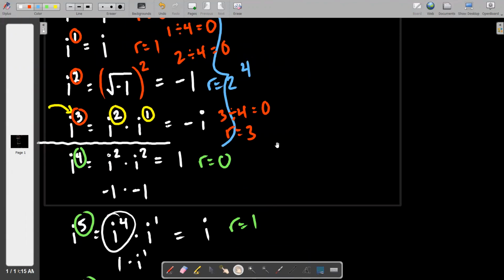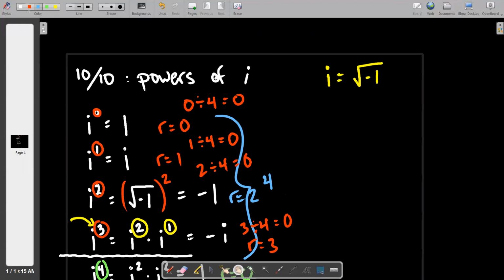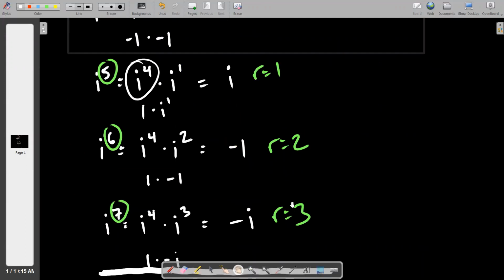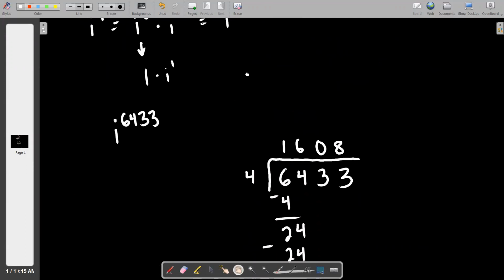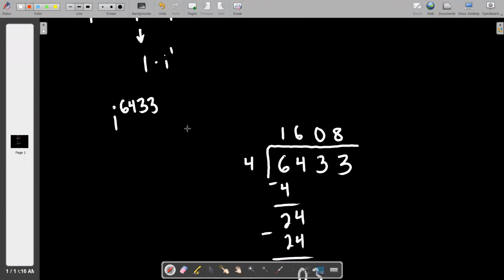We can go back to the very first one that had a remainder of 1, we see it right here, and it had an answer of i. Therefore, any other power of i, when divided by 4, that has a remainder of 1, the answer is i. So the answer to i to the power of 6,433 is i.